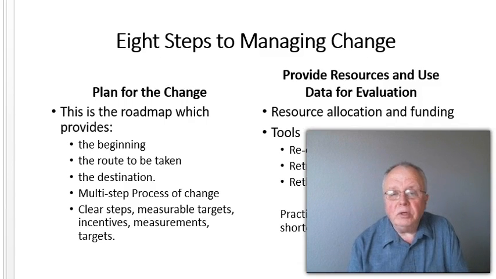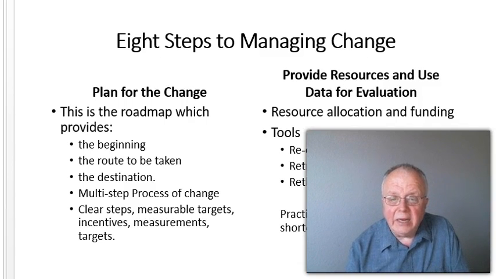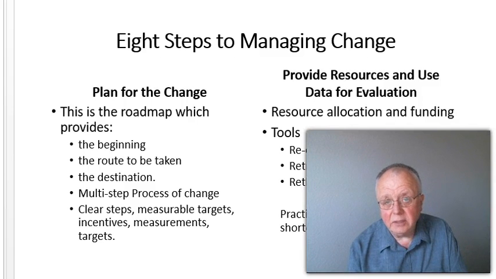Then number 4, we want to provide resources and use data for evaluation. Numbers and computers have really made the idea of change management viable. Resource allocation and funding are vital. Where's the money going to come from for change? It's always going to take money, always going to probably be expensive, but you have to weigh the outcome against potential outcome. If you don't change, you could stand to lose the entire market of your business.